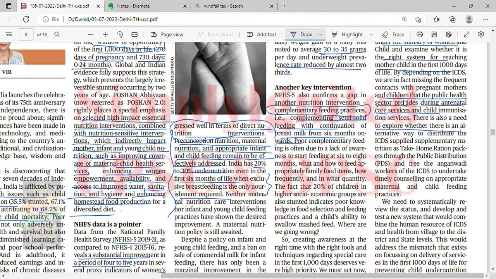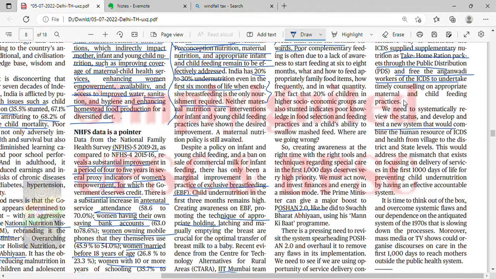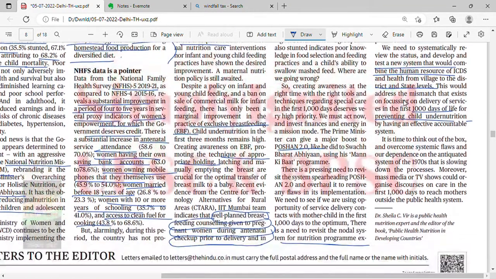There is also a need to explore whether there is an alternative way to distribute the ICDS-supplied supplementary nutrition as take-home ration packets, through the public distribution system and not just Anganwadi workers. We need to systematically review the status and develop and test a new system that would combine the human resources of ICDS and health from villages to district and state level. This would address the mismatch that exists, focusing on delivery in the first 1000 days of life. It's time to think out of the box and overcome the systemic flaws and our dependence on the antiquated system of the 1970s that is slowing down the process.